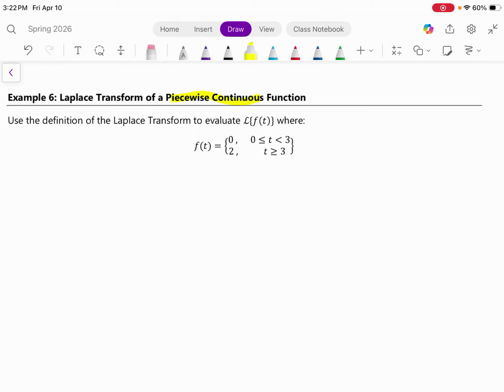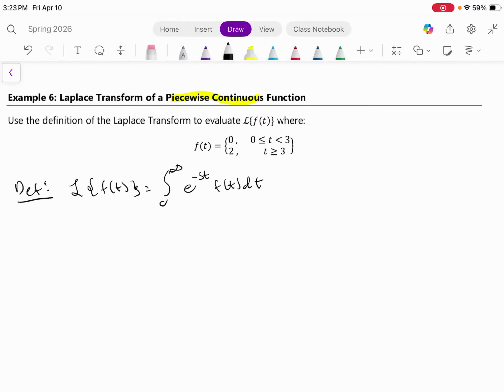So we have a piecewise function, f of t equals 0 for the t values between 0 and 3, and 2 for the t values greater than 3. And we want to Laplace transform this function. So, remember the definition of Laplace transform. Laplace of a function equals the integral from 0 to infinity of e to the negative st times the function we're trying to transform, dt.